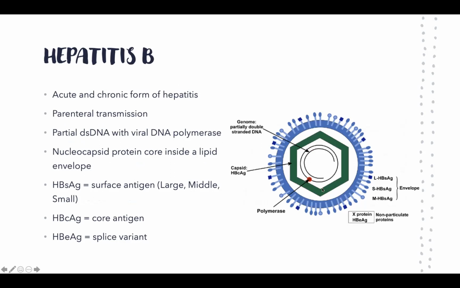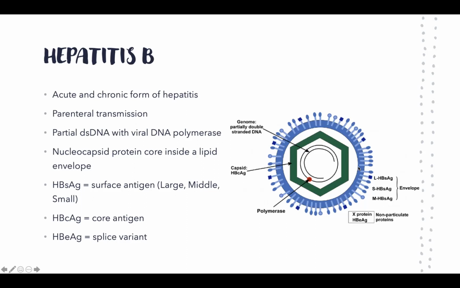Now, hepatitis B. This is responsible for acute and chronic forms of hepatitis. Transmission is parenteral, and so that means it can be spread through bodily fluids, through sexual contact, IV drug use. Some of these are risk factors associated with hepatitis B.